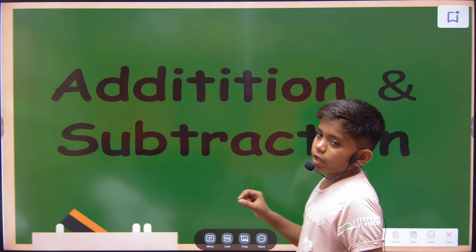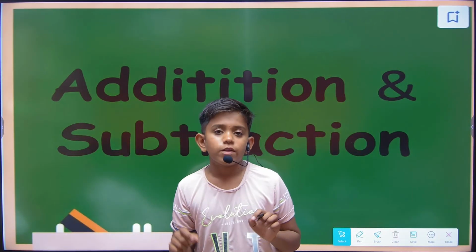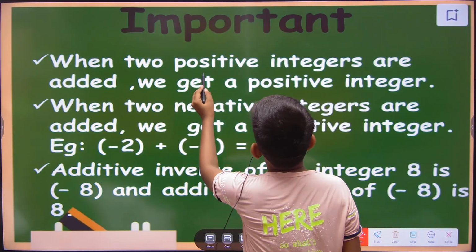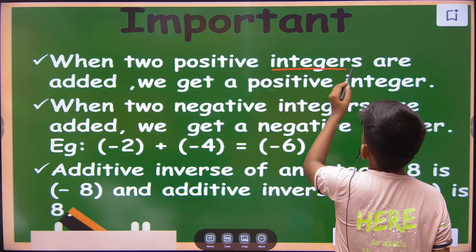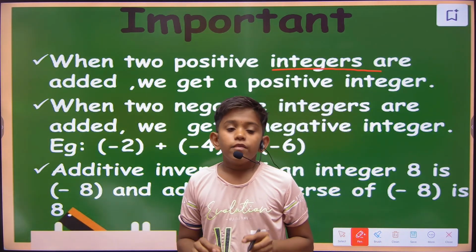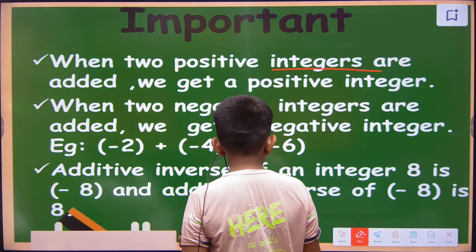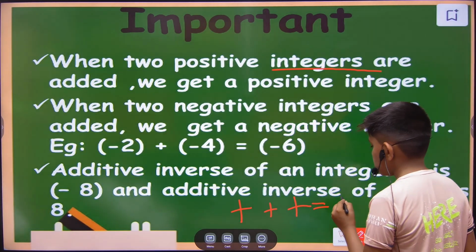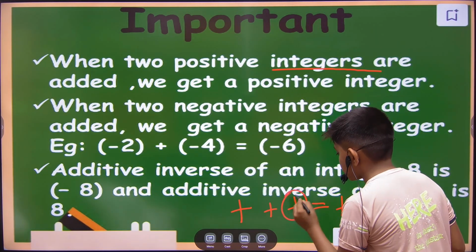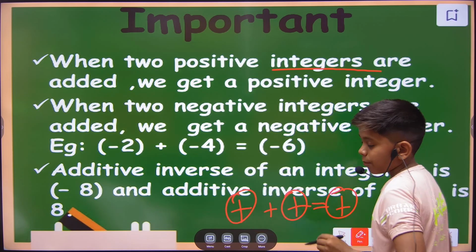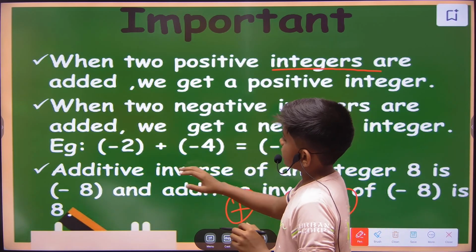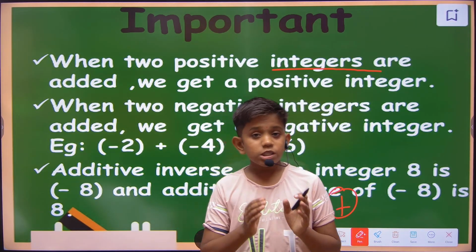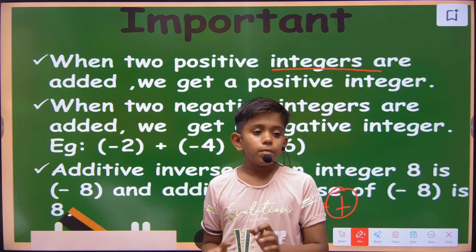Now we will learn about the addition and subtraction of the integers. When two positive integers are added, we get a positive integer, means plus plus plus is equal to plus. Next, when two negative integers are added, we get a negative integer, means minus plus minus is equal to minus.